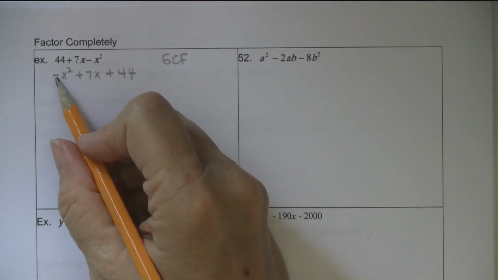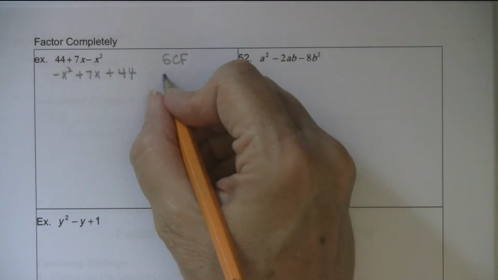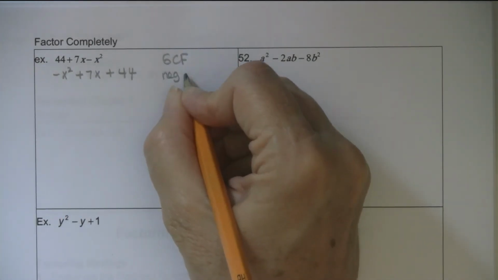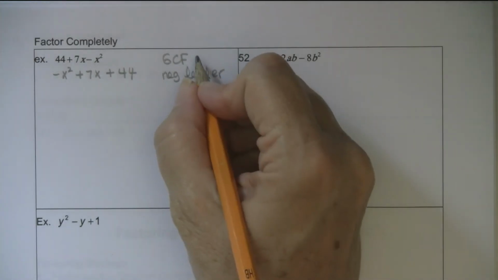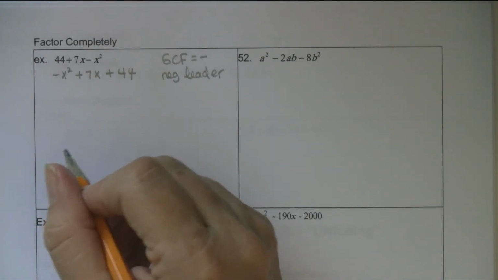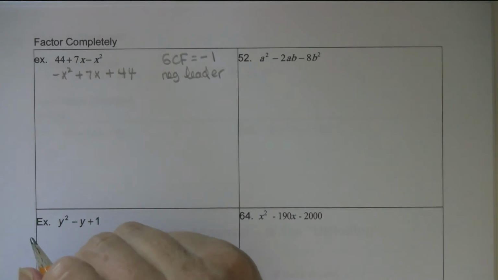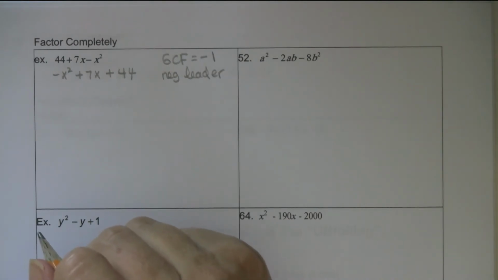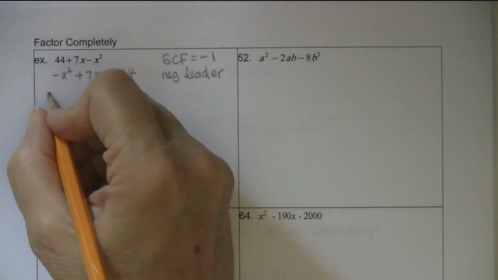And now when I say, is there a greatest common factor? Well, there isn't besides 1. But you notice that I have a negative leader. And so when you have a negative leader, what you want to do is factor out a negative. In this case, I'm factoring out negative 1 because they only have 1 in common. So anytime that you have a negative leader, factor out a negative. If you only had 1 in common, factor out negative 1. If you had something else in common, like 2, factor out negative 2. So I'm going to factor out negative 1.